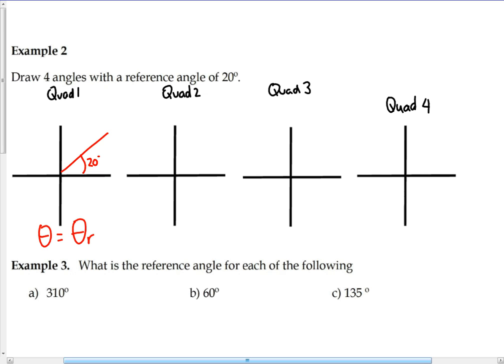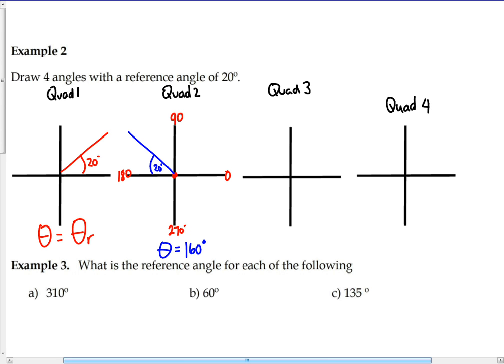Quadrant 2. If I draw a reference angle, it always starts from 0, 90, 180, 270. So we're going to start at the 180 and go up 20 degrees towards 90. That would be a reference angle in quadrant 2 of 20 degrees. What would your actual rotation angle be then? 160. The rotation angle would be 160 if the reference angle is 20.